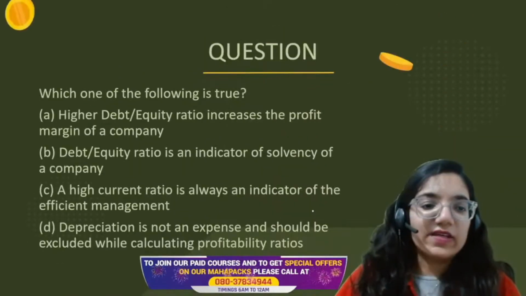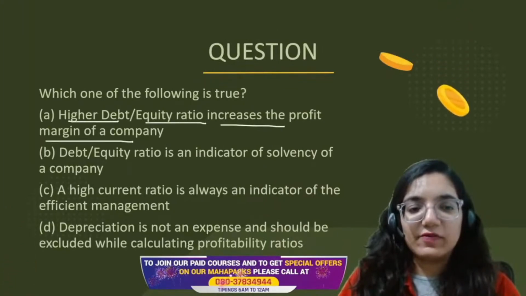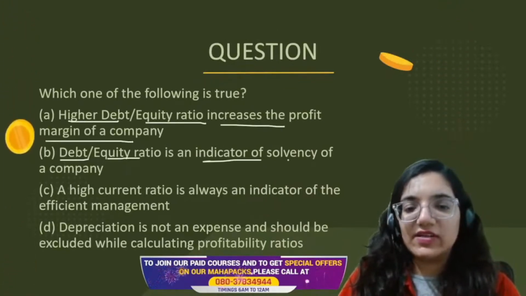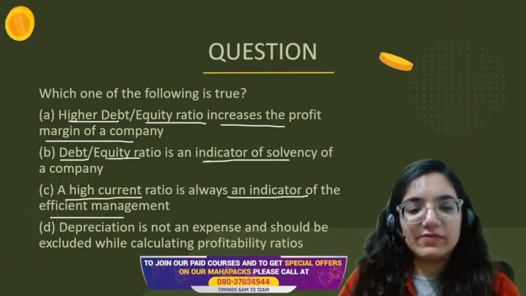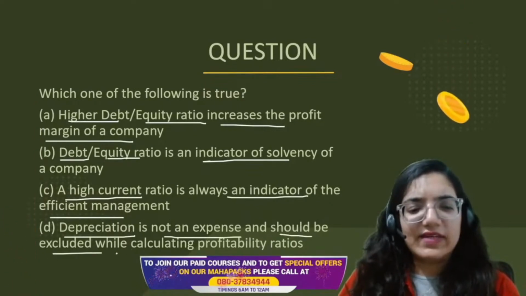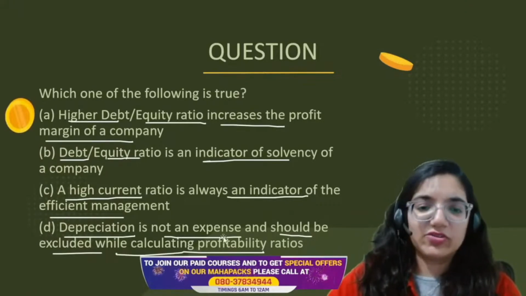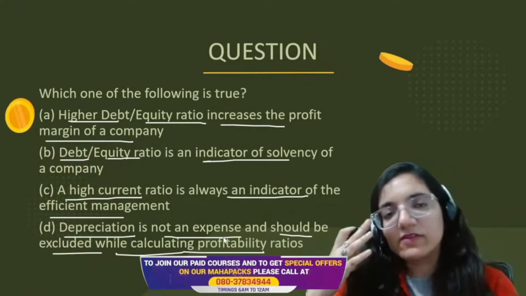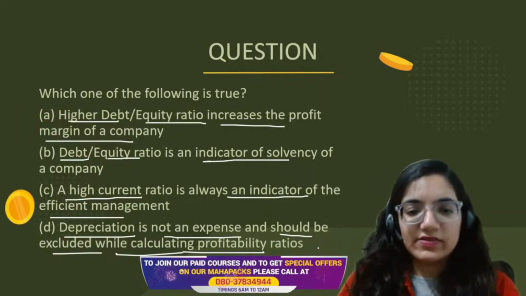Which one of the following is true? Higher debt equity ratio increases the profit margin. Debt equity ratio is an indicator of solvency. A high current ratio is always an indicator of efficient management. Depreciation is not an expense, should be excluded while calculating profitability ratio. Depreciation is a very strong expense. This is how people had been looking forward towards tax planning. This one's completely wrong.